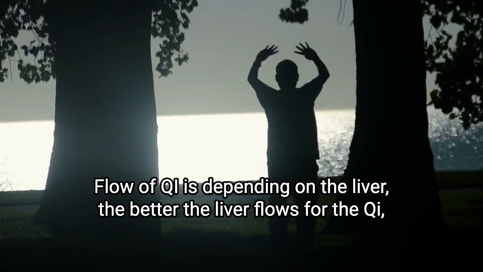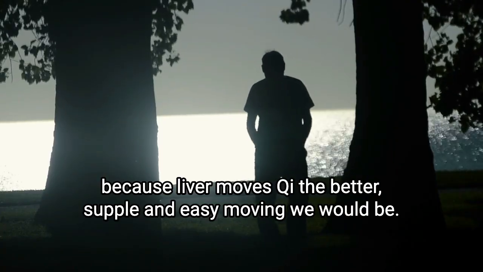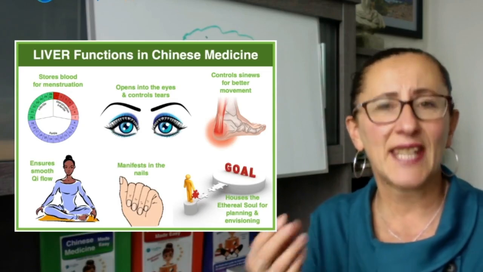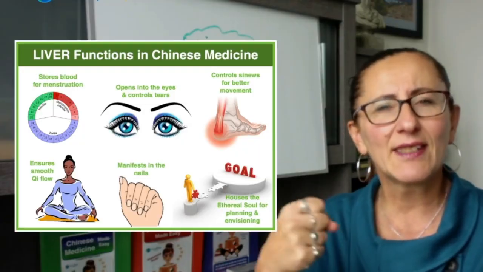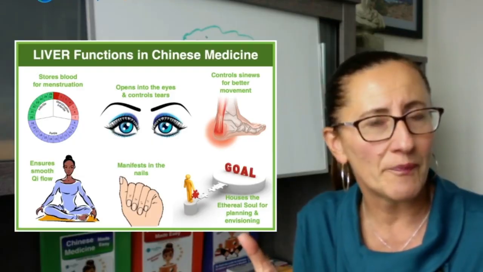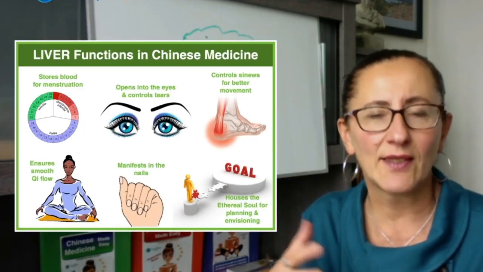The better the liver flows the qi, because the liver moves qi, the more supple and easy moving we would be. That's why the liver is also in charge of tendons, ligaments, sinews, and joints. So if there are tight joints or a joint issue, we also have to look at the liver. The liver opens into the eyes. It reflects in the eyes, like red eyes, eye twitch. We have to look at the liver itself.